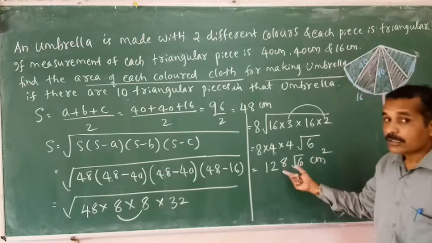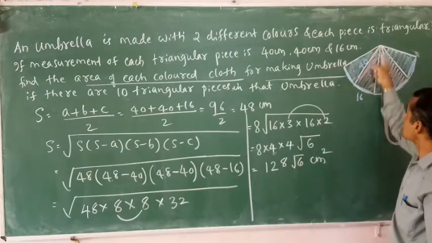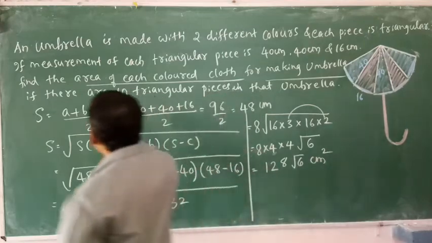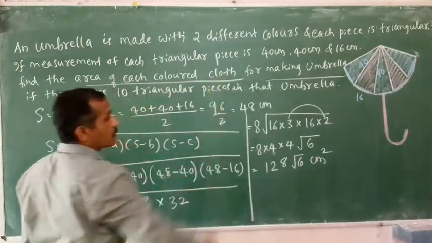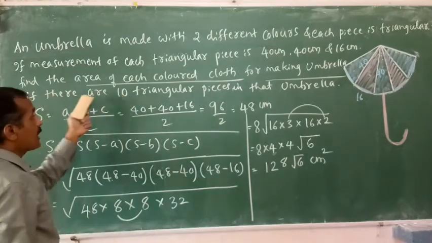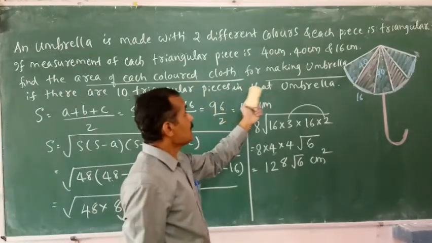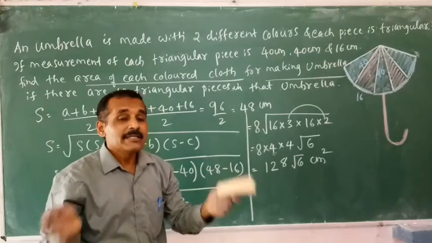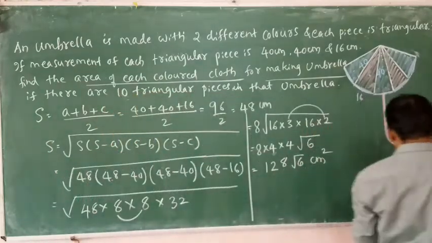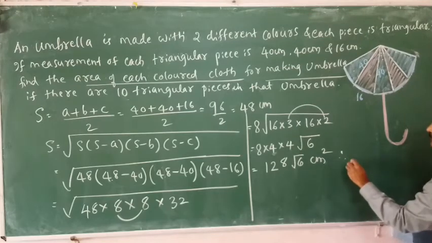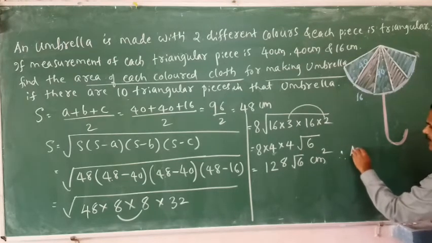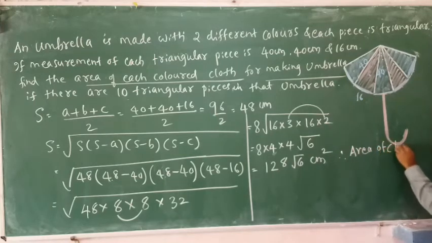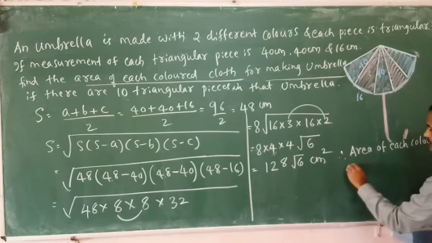This is the area of one triangular piece. What do they ask you? Find the area of each colored cloth for making the umbrella, if there are 10 triangular pieces in that umbrella. Totally there are 10 pieces. That means for each color 5 pieces are there. I can write now. Therefore, area of each colored cloth.